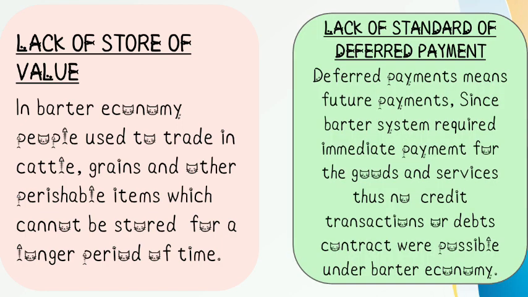The fourth drawback was lack of standard of deferred payment. Deferred payment means future payments. As barter exchange system relied on immediate exchange, there was no scope for any credit transaction or debt contracts. So unlike today, where we can purchase goods on credit and make payment in future, it was not so in barter system.